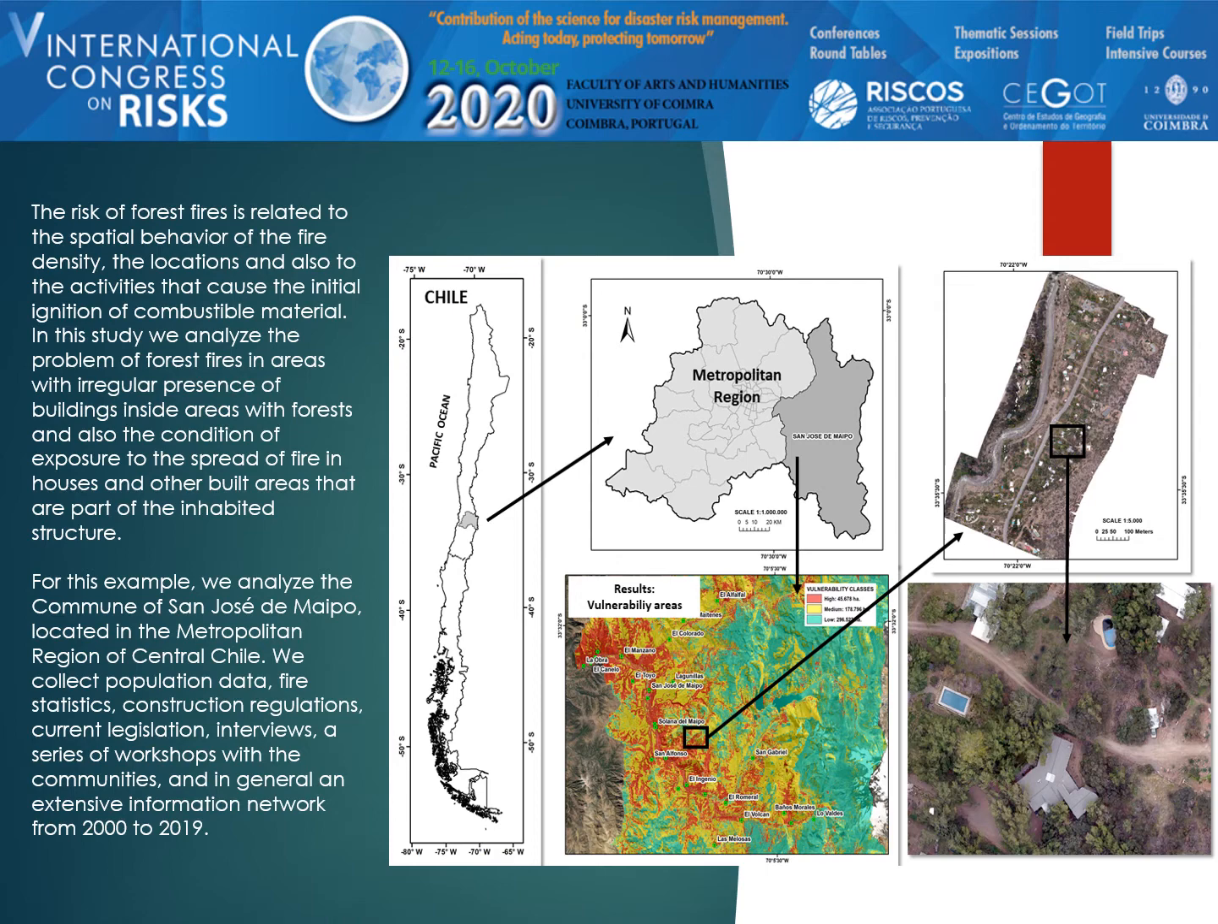For example, we analyzed the commune of San José de Maipo, Chile, located in the Metropolitan Central Region. We collected population data, fire statistics, construction regulation, for example, current legislation, interviews, a series of workshops with the communities, and in general, an extensive information network from 2000 to 2019.